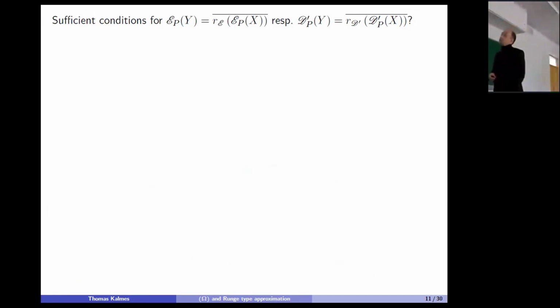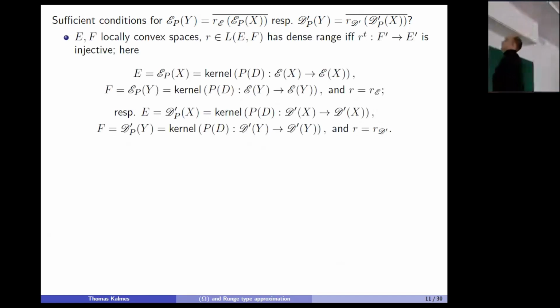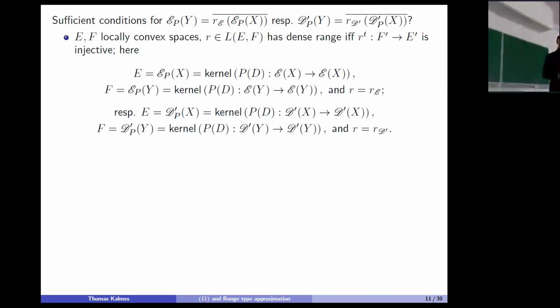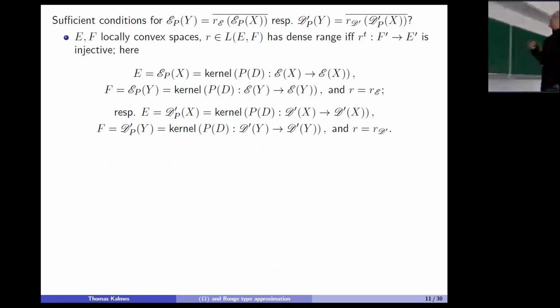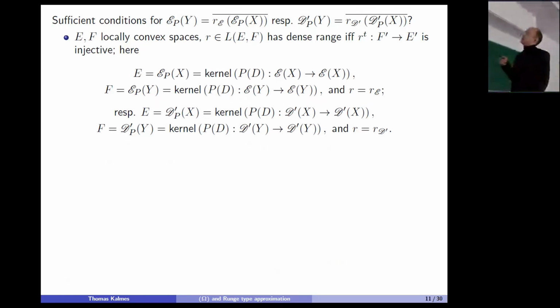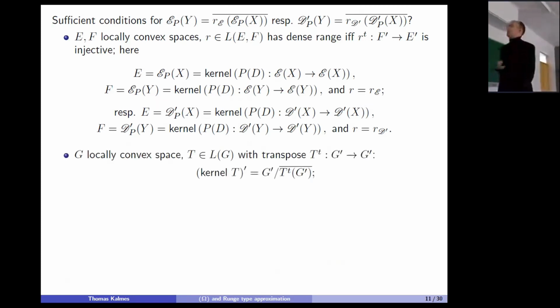Okay, now let's look for sufficient conditions for these restriction maps to have dense range. For this, we recall that for locally convex spaces E and F and a continuous linear operator R from E to F, this has dense range, by the Hahn-Banach theorem, if and only if its transpose is injective. Here, the spaces we encounter are the kernels of this partial differential operator on the large set X, which is the space E, respectively the smaller set Y, which is the space F, either in the smooth setting or in the distributional setting. And of course, R is the restriction map.